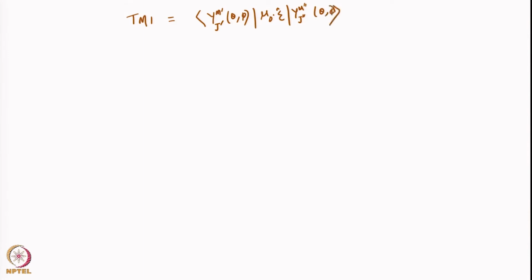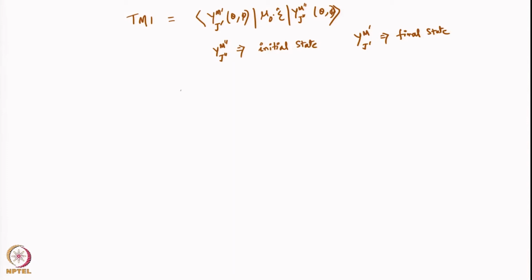Okay. Now, I told you that Y_J''M'', the double prime, will belong to the initial state, and Y_J'M' will belong to the final state. So, single prime represents a final state and double prime represents the initial state.